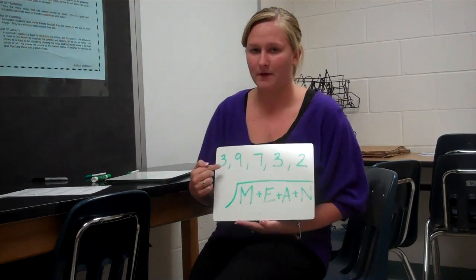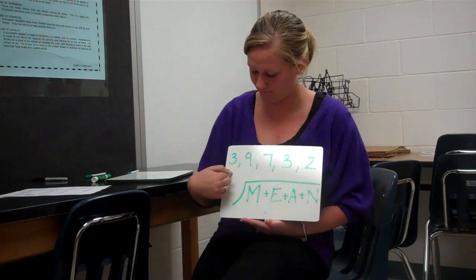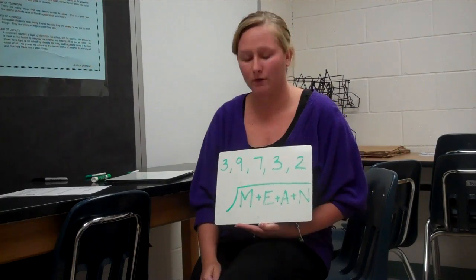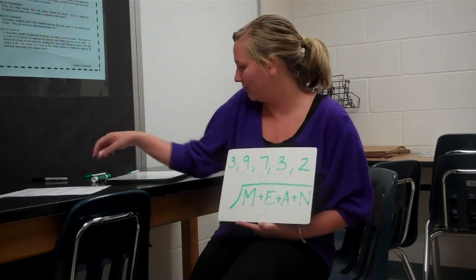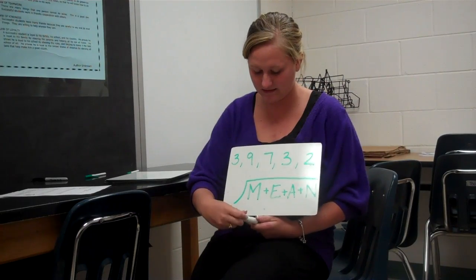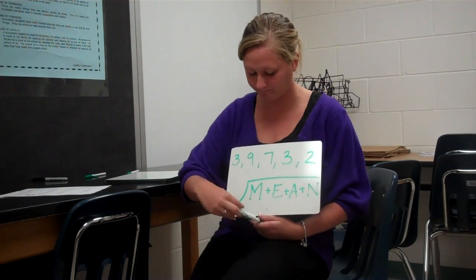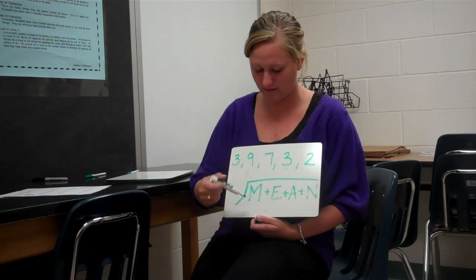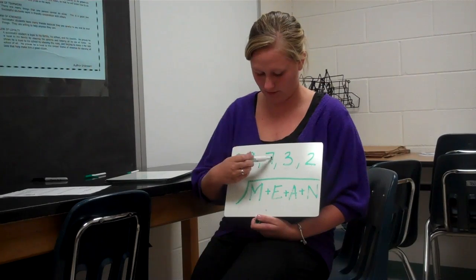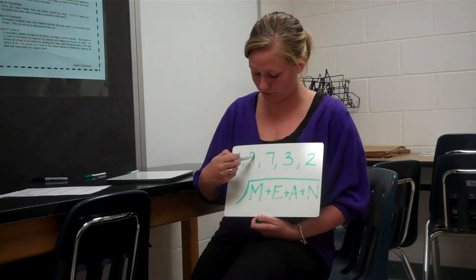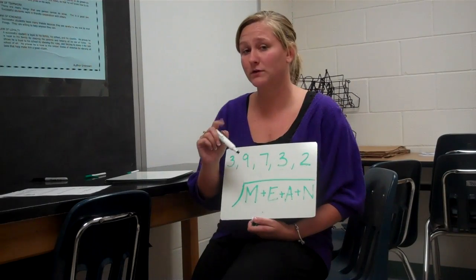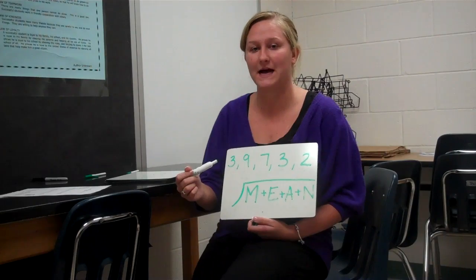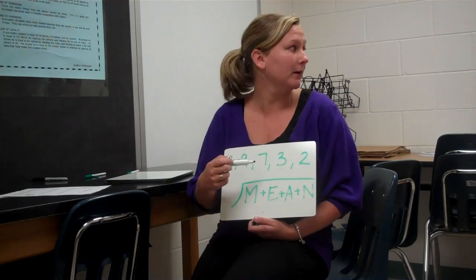So here's an example of some numbers that I have. They are 3, 9, 7, 3, and 2. Okay, I have some symbols here that might help you with remembering what mean is, and that's the very first one we're going to do. Mean is when you divide the numbers by however many numbers there are, okay? So 1, 2, 3, 4, and 5. But the first thing that you have to do is add up all the numbers in the data set and then divide by however many numbers there are.